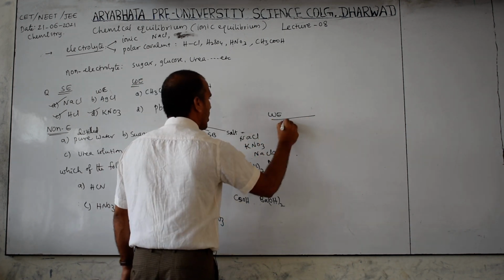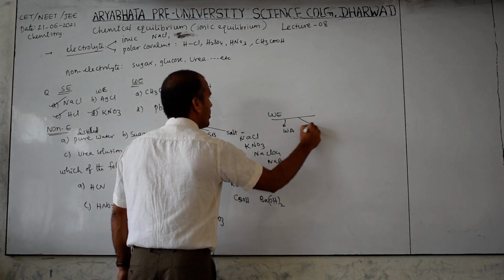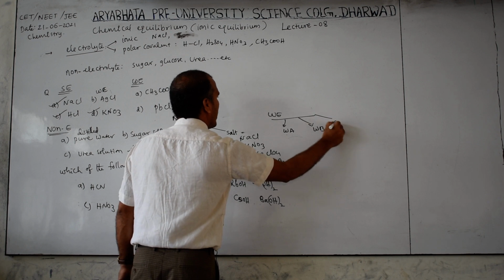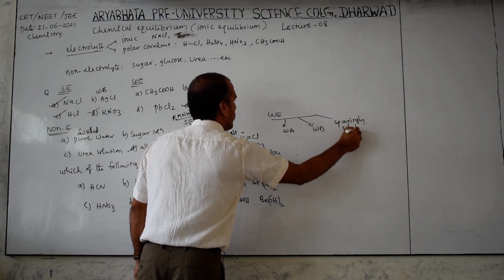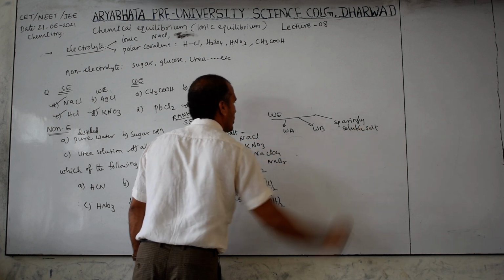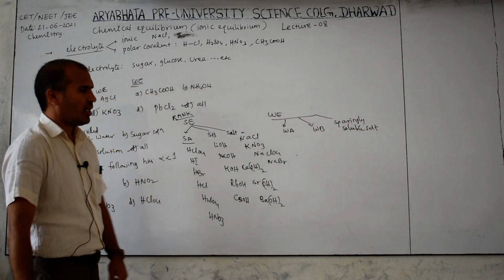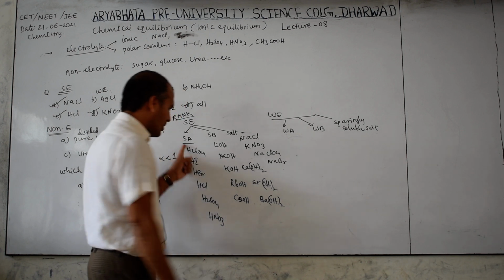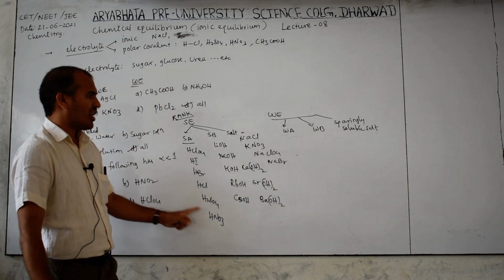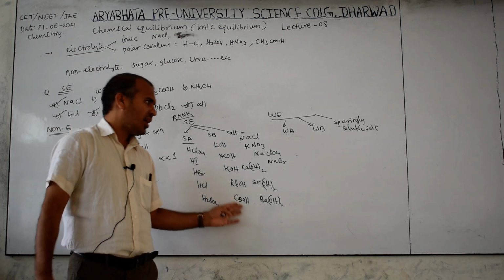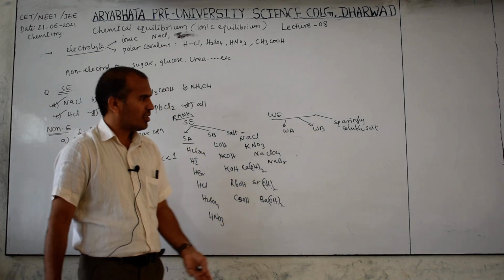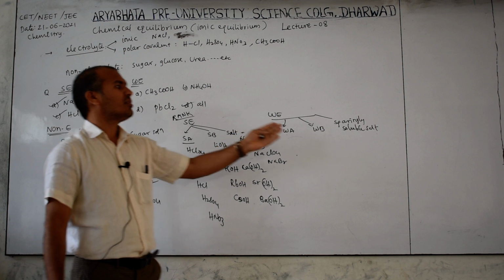Weak electrolytes are weak acid, weak base, and sparingly soluble salt. These are weak electrolytes. Other than the strong acids and strong bases, all the remaining ones we consider weak acids and weak bases. And these are some difficult ones.